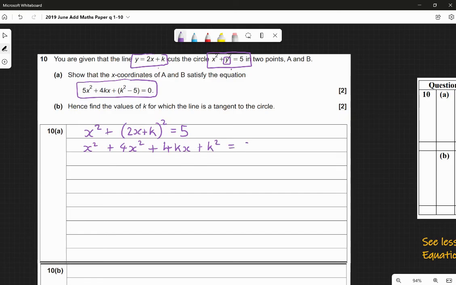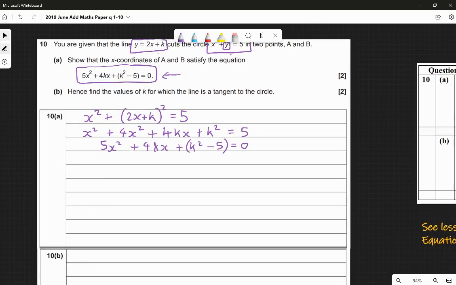And that equals 5. Then if I subtract 5 from both sides, and combine the x squared and the 4x squared to give me 5x squared, I get 5x squared plus 4kx plus k squared minus 5 equals 0. And that is what it says here. It's just that they have put a bracket around the k squared minus 5 for reasons that will become clear in part B.